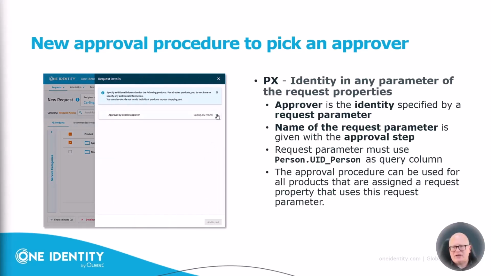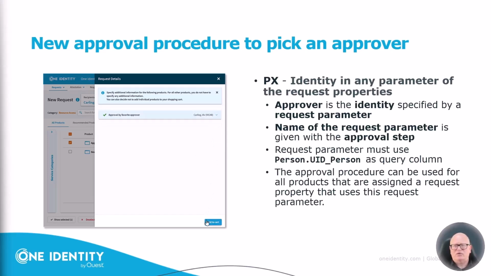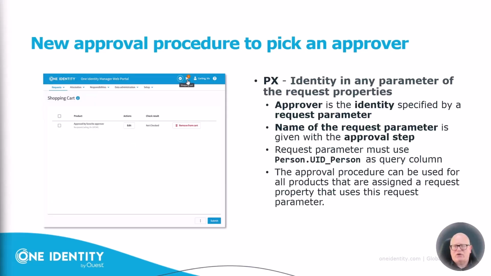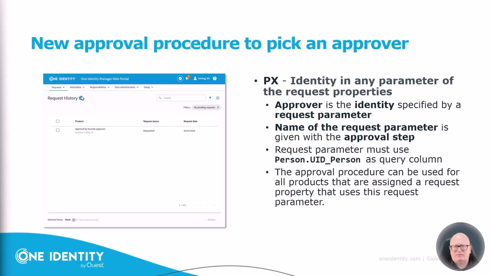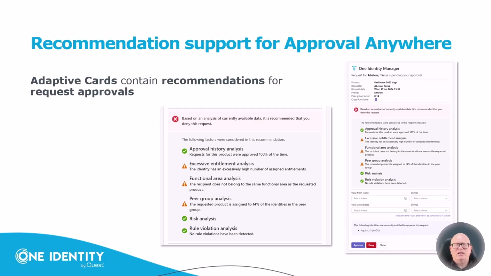What happens there is that you need to determine a request parameter for that specific request item, and that request item needs to store a person.uid. That means the UID of a specific person, and on the selection of that, a specific identity is determined, which is then the approver. We saw that for attestation, even for IT shop requests and approvals.